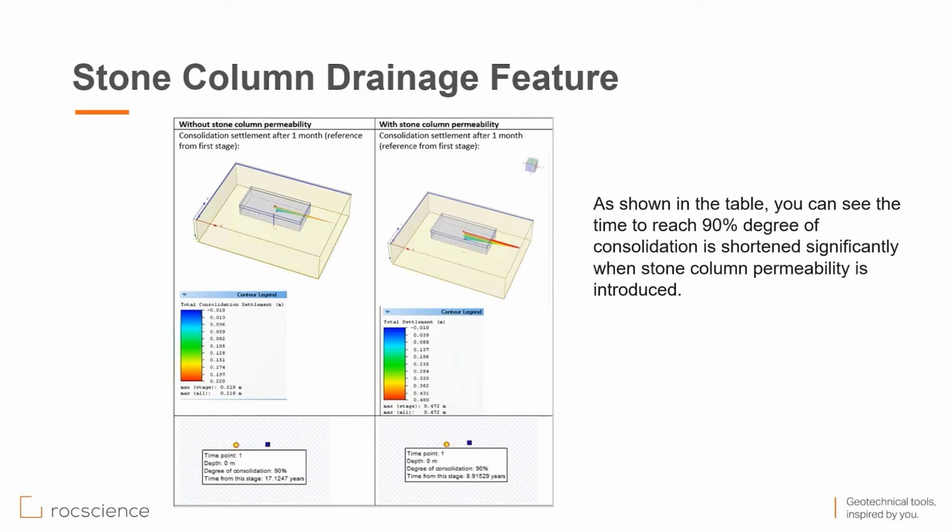Just to show an example of what happens when we introduce the drainage feature, on the left-hand side, you will see an example of consolidation after 1 month of applying a load. And you see in our time query points, to reach 90% of consolidation, it takes approximately 17 years without the drainage. But with the introduction of drainage, with the same load, we now see an improvement, reaching 90% of consolidation in approximately 9 years.